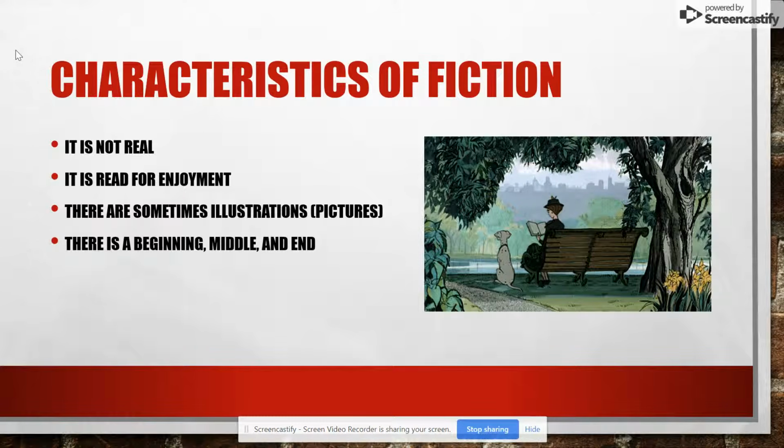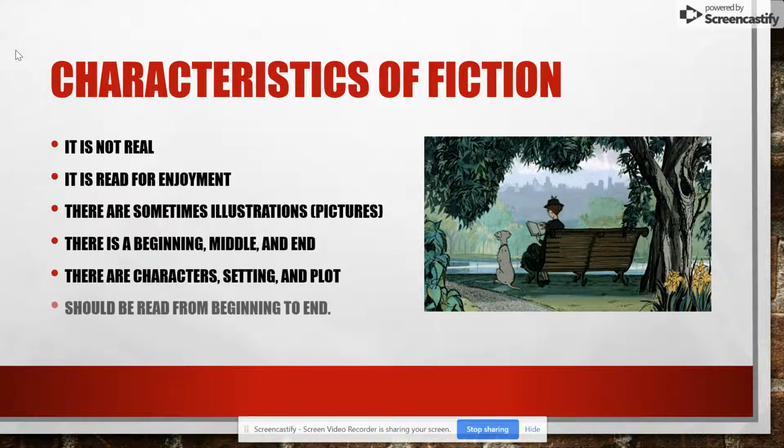There's a beginning, a middle, and an end to the story. There are characters, settings, and a plot, which is basically the beginning, middle, and end of a story. And it should be read from beginning to end. You never want to jump to the end of the story because you want to find out how the characters get there without ruining the ending.